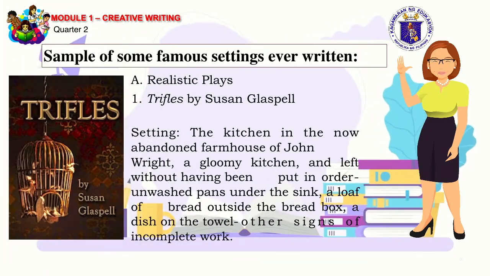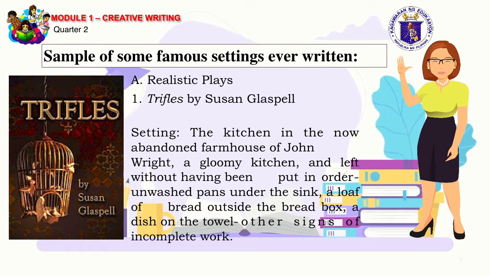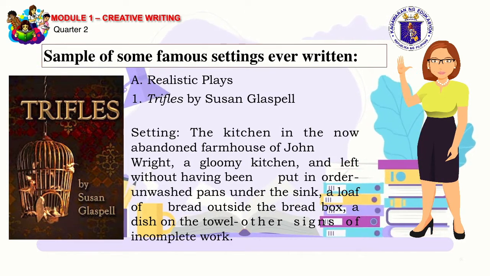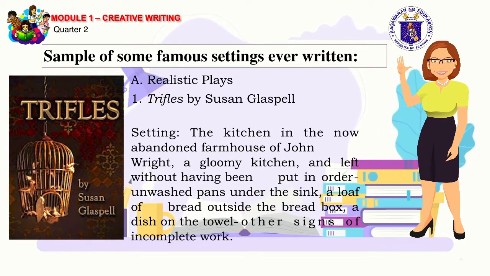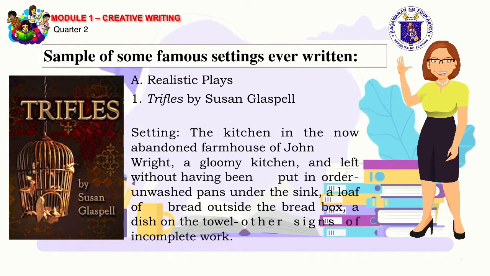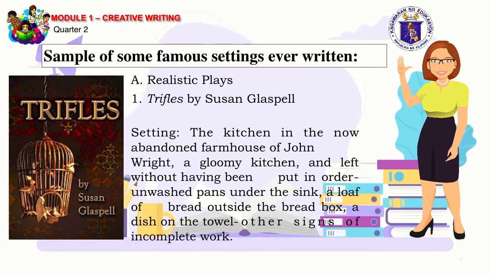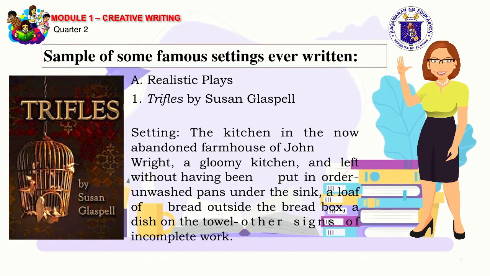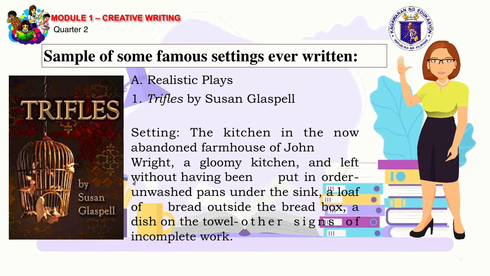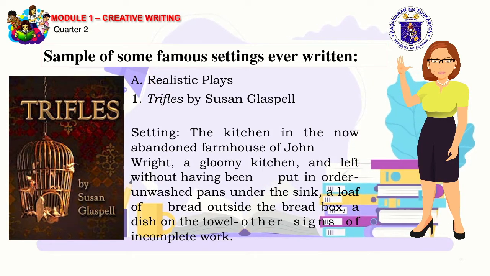For realistic play, we have Trifles by Susan Glaspell. The setting of this play is in the kitchen in the now abandoned farmhouse of John Wright. A gloomy kitchen, left without having been put in order: unwashed pans under the sink, a loaf of bread outside the bread box, a dish on the towel, other signs of incomplete work.